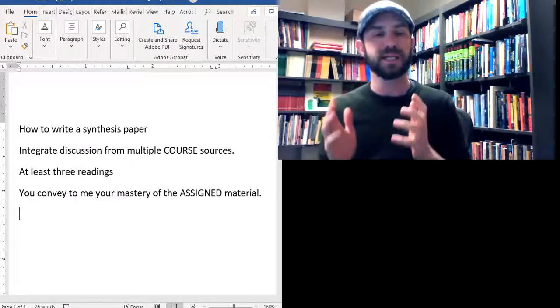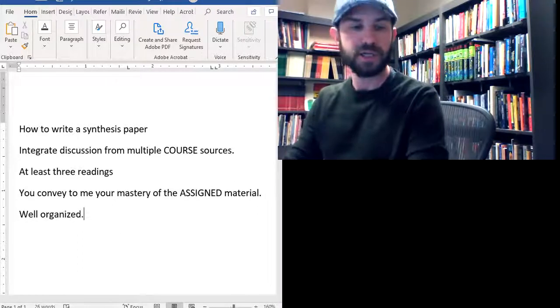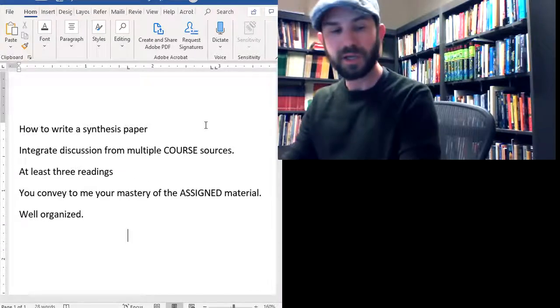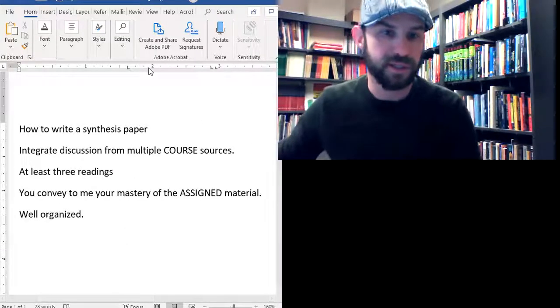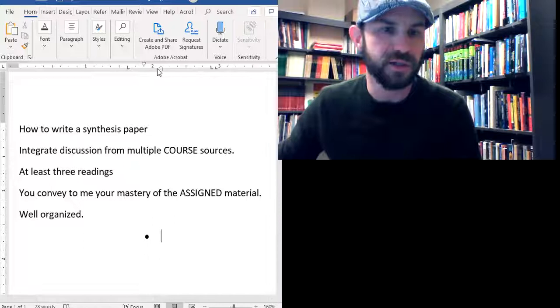The other thing that it needs to do is it needs to be well organized. And what well organized means to me is, that's too much of an indentation. I don't like that at all. Let's try this. Still too much of an indentation. Let's try this.